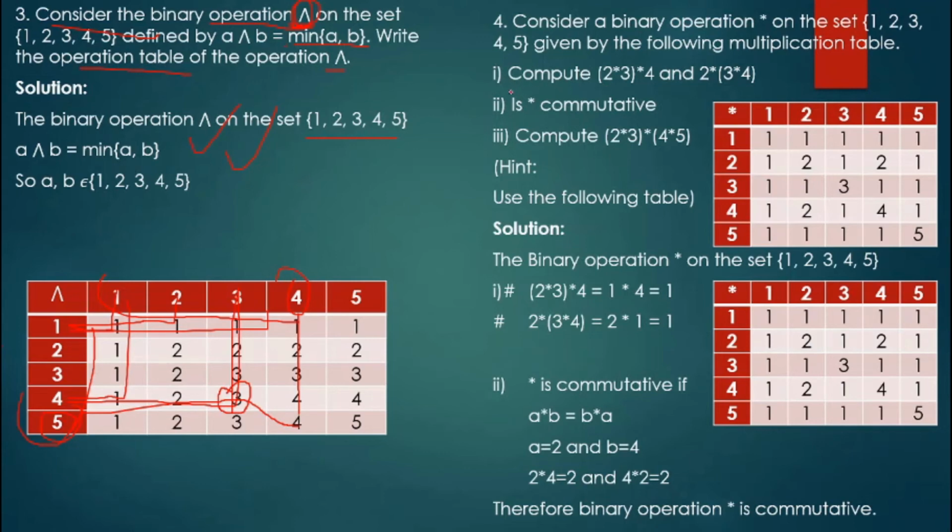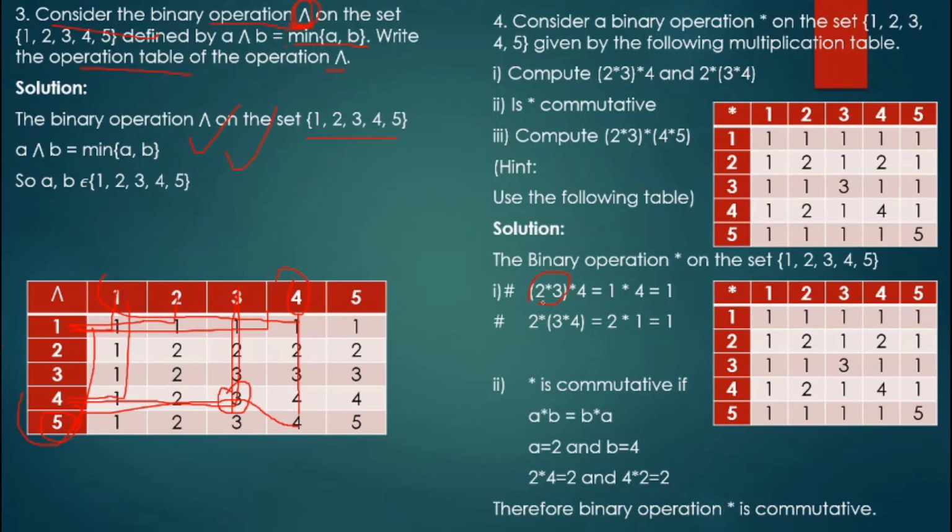Compute, first sub question: compute (2 star 3) star 4 and 2 star (3 star 4). Don't ignore the bracket. So we'll solve the first question. So first, 2 star 3. What is 2 star 3?